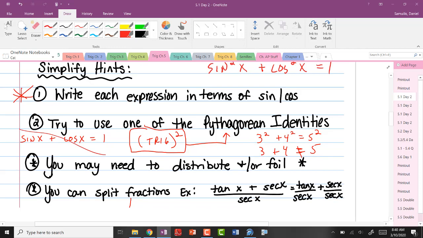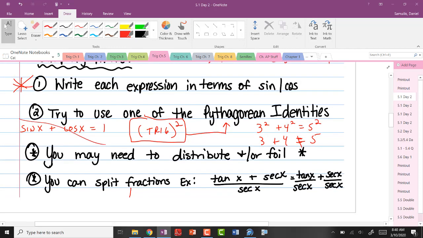You may have to do some algebra, like distributing or foiling. Yep, that's going to happen. And then fractions become a big problem. This is why I've been a fraction jerk since August. Your fraction calculator button will no longer help you.